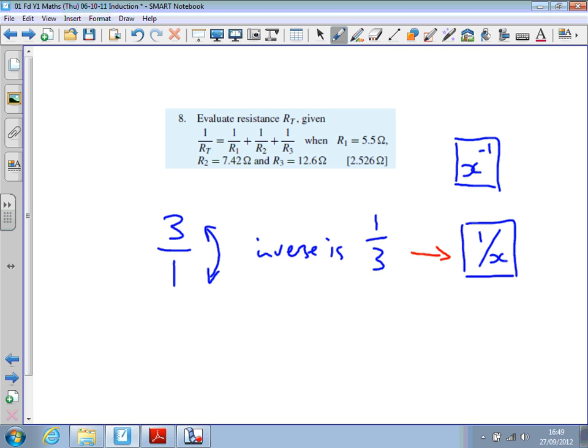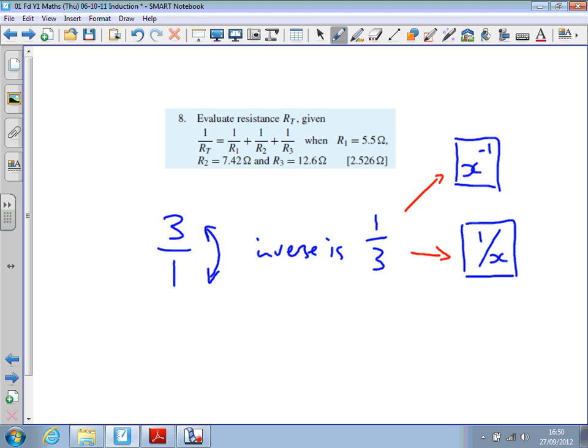When we come to laws of indices, we'll learn that 1 over something can be written as x to the power minus 1. Those of you who've done maths with me will know that, hopefully. So another way of writing the inverse is x to the minus 1, and that's that button. If I type in a number like 3 on the calculator and then hit the inverse button, you should get 1 over 3. So I can use that here.